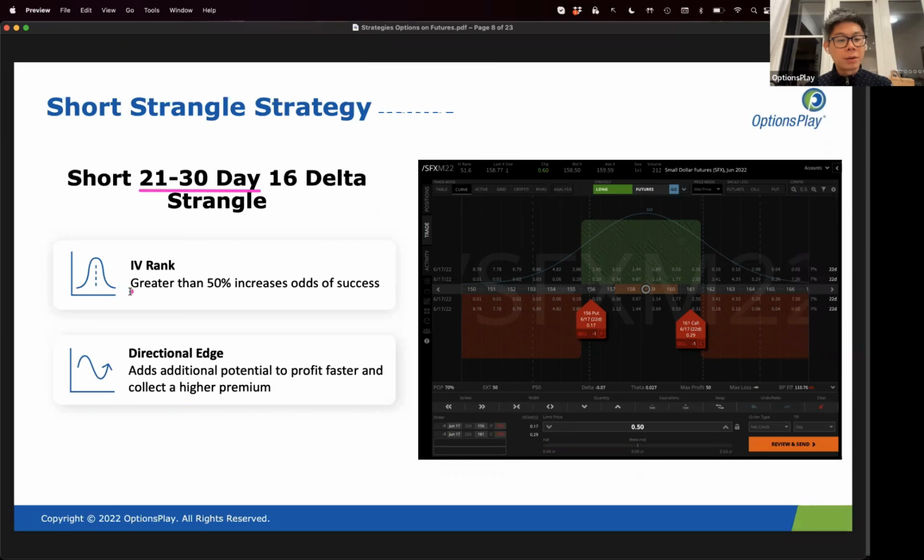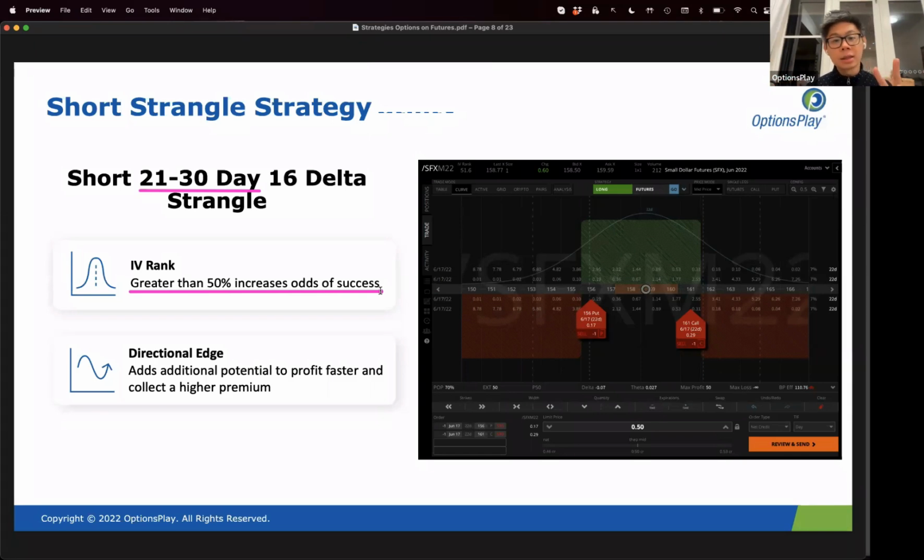But basically, when IV Rank is greater than 50%, you increase your odds of success. Basically, you're collecting more premium than average. You're collecting premiums that are greater than one standard deviation of normal. And what you're going to do is increase the premium that you collect. That's going to generate more income, and it's also going to give you a bigger offset to the risk that you're taking when you're short this type of strangle.